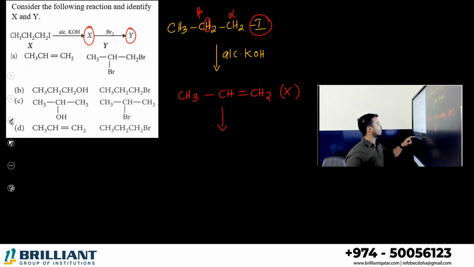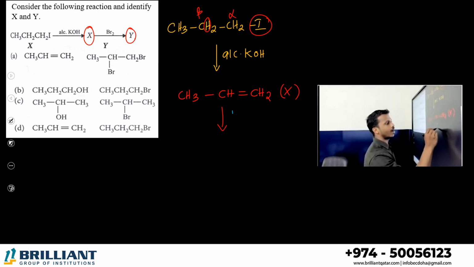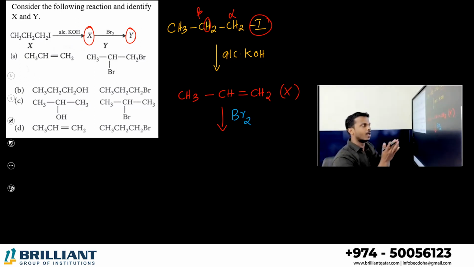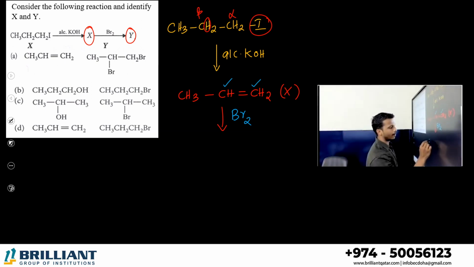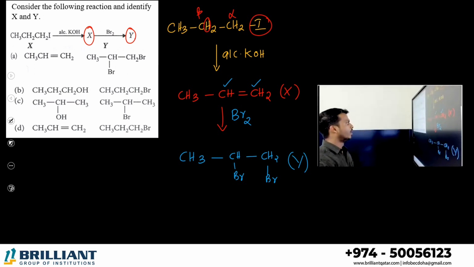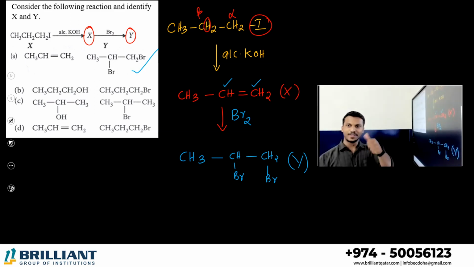Then X is treated with bromine, Br2. When you treat an alkene with bromine, both bromines get connected. This is an addition reaction. Both bromines add to each carbon atom and the double bond becomes a single bond. So the product is CH3, CHBr, CH2Br. This is the product Y. Identify X and Y. That is in option A itself, right? Propene is the first product and 1,2-dibromopropane is the second product. Alright, so question number 4 is over. Let's go to the next one.